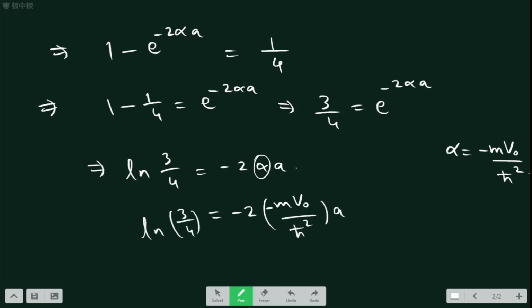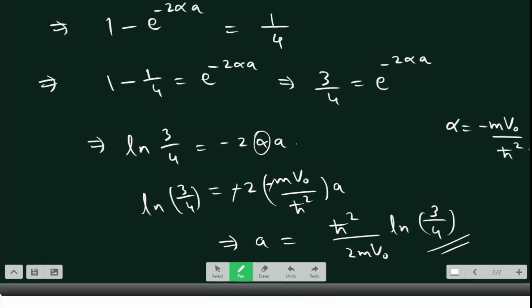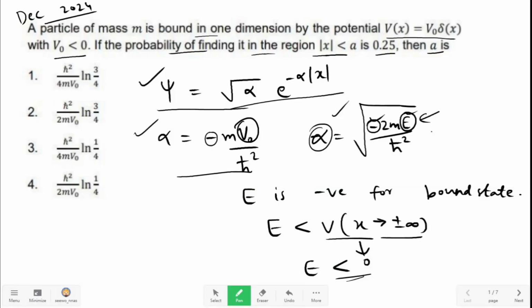Here is a minus, so both negative signs get cancelled. From here we have a is equal to h bar squared divided by 2 m v naught times ln of 3 by 4. Therefore the value of a is h bar square divided by 2 m v naught ln of 3 by 4. Option 2 is the correct answer here.